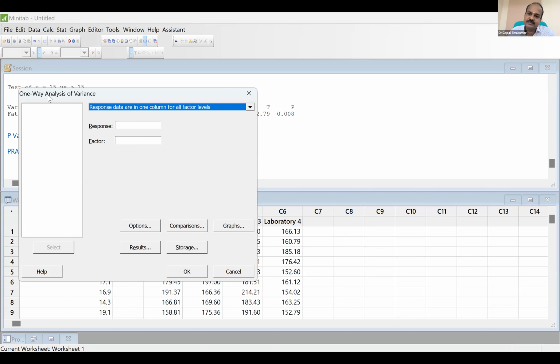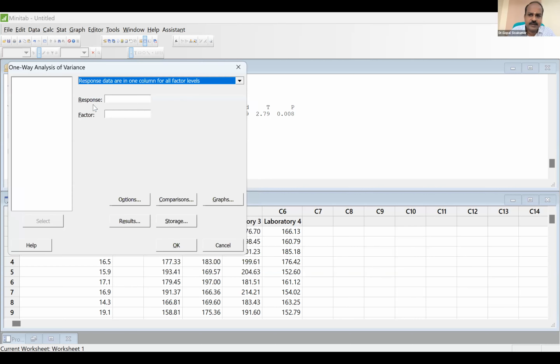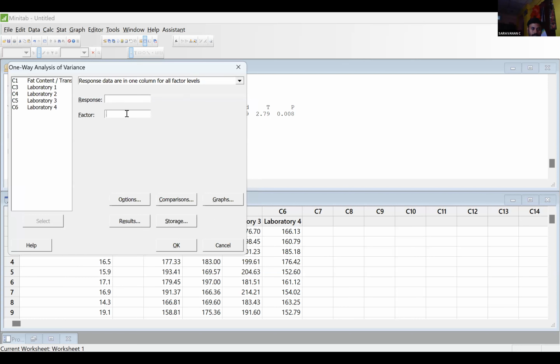You understand? The factor is laboratory. I have 4 types of laboratory. I want to know whether any one of the laboratories is significantly better or not. So the factor under study is laboratory, and the response variable is transaction time. That is why, look at the words here, response, factor, they're asking which is response, which is factor.